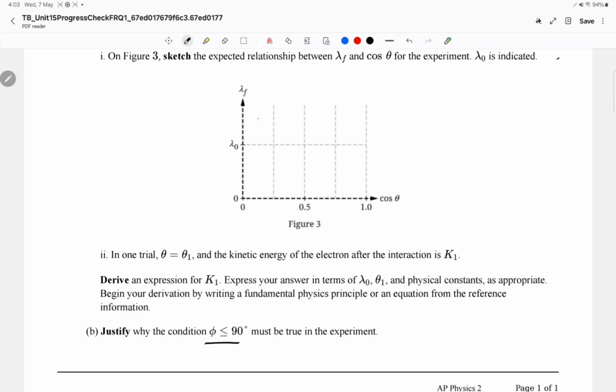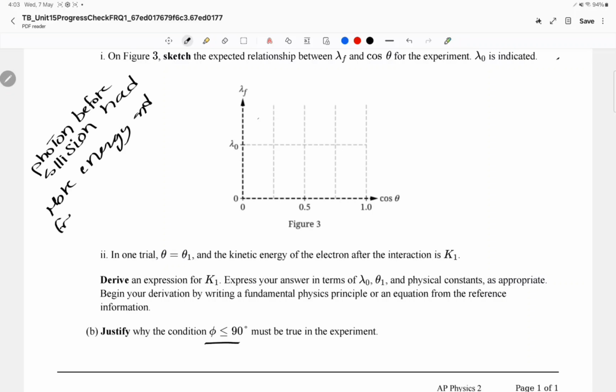A car collides with another car. The first car that collided will lose some speed. It will lose some energy, correct? So we're going to say that the photon before collision had more energy and frequency than the photon after collision. Yes? Okay. And the lambda f is more than the lambda O.